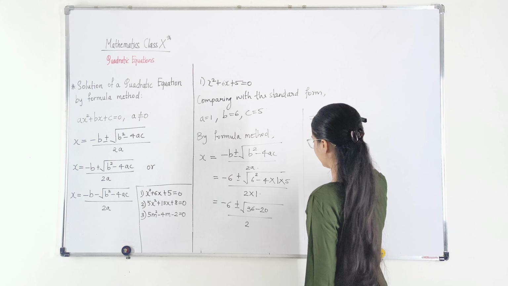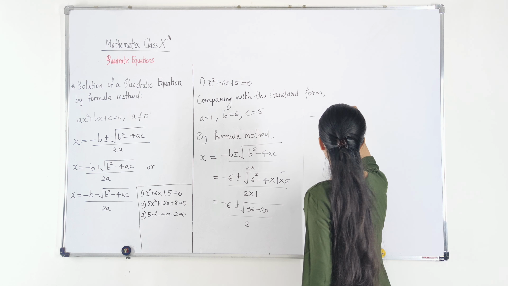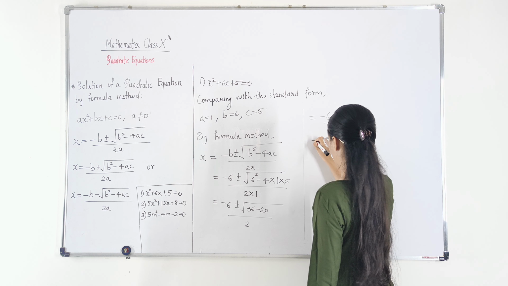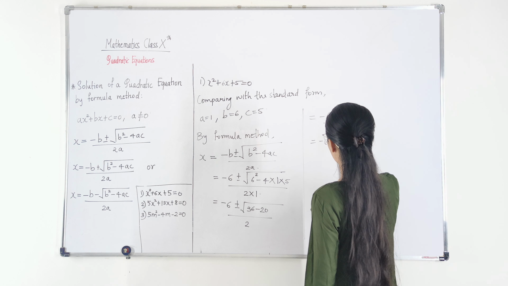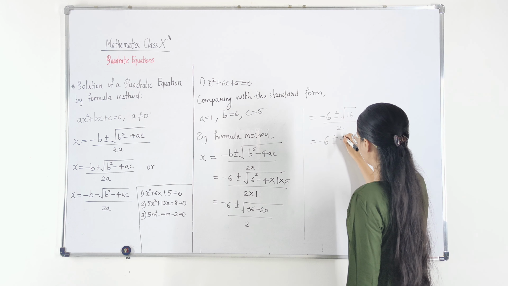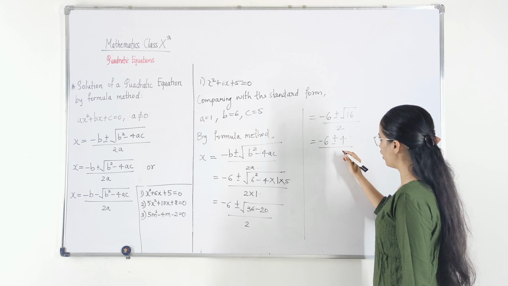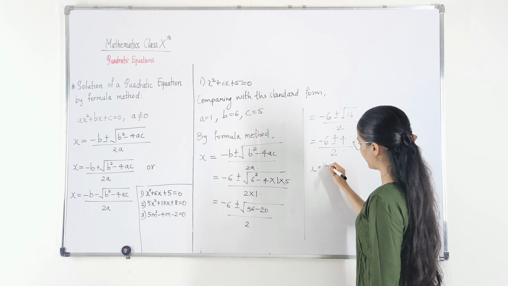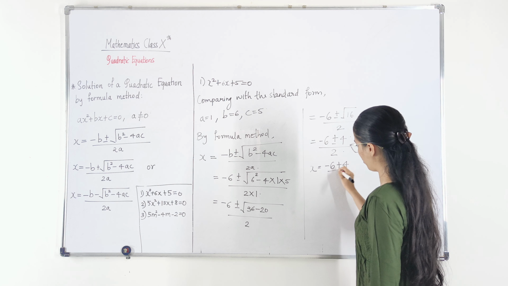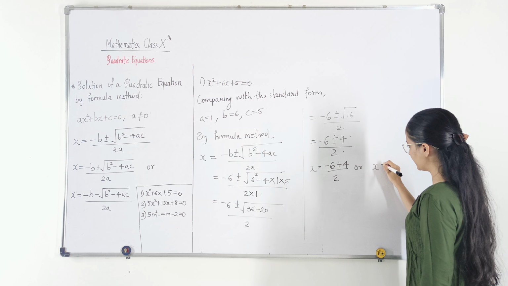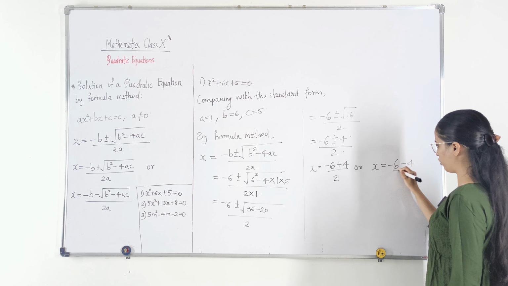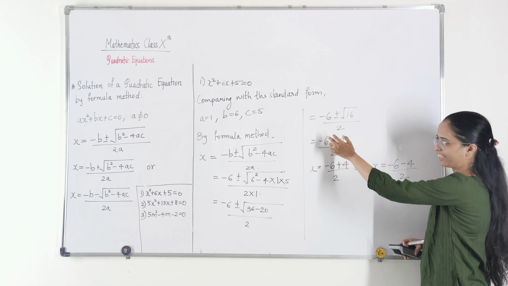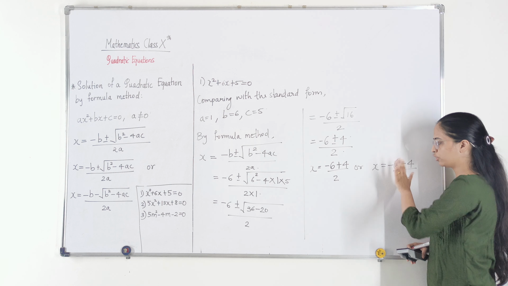So we get minus 6 plus and minus under root of 36 minus 20 is 16, the whole upon 2. Minus 6 plus and minus, we know that the square root of 16 is 4 because 16 is the square of 4. Now that is why we get two values. So x is either equal to minus 6 plus 4 upon 2, or x is equal to minus 6 minus 4 upon 2. Now why these two values? Because here we have two signs, plus and minus. So we have minus 6 plus 4 upon 2 and minus 6 minus 4 upon 2.